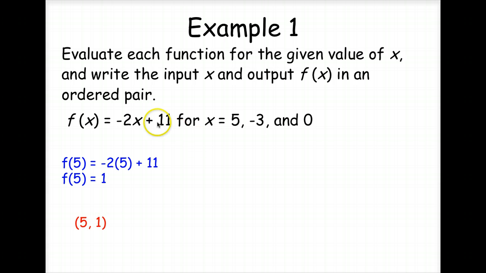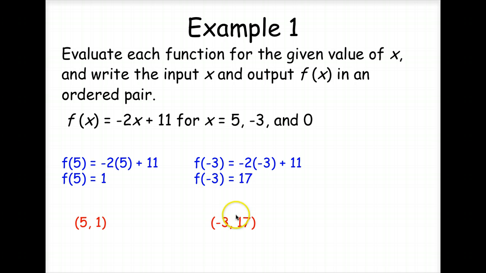Okay, let's evaluate this same function when x is negative 3. Negative 3 times negative 2, positive 6 plus 11. So when f of x, when we're evaluating for negative 3, our output is 17.